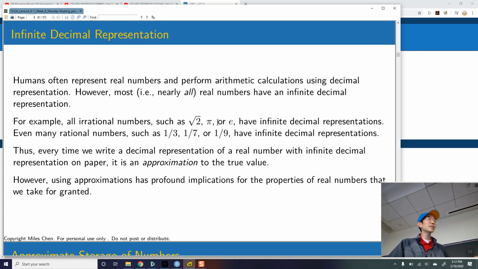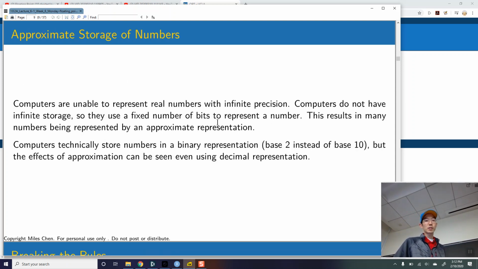But of course, if we write something down on paper, we can't write 3's off to infinity, so we just write an approximation, okay? And we don't think about this, right? But using an approximation has profound implications for the properties of real numbers that we take for granted, right? So all of those rules that we had earlier, the associative rule, the commutative rule, distributive rule, all of those properties break when you use approximations rather than the actual values themselves, okay?